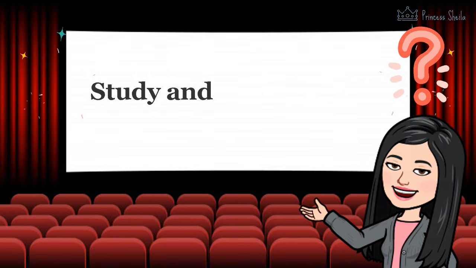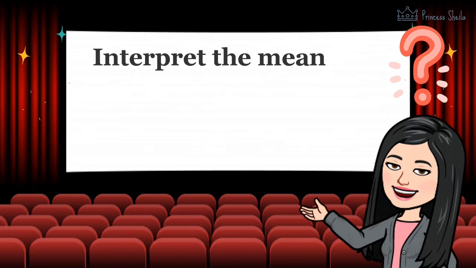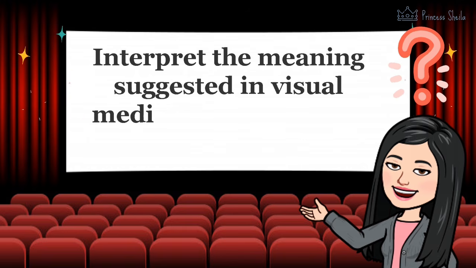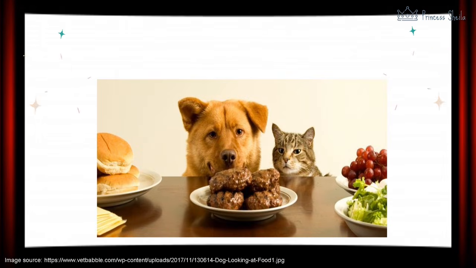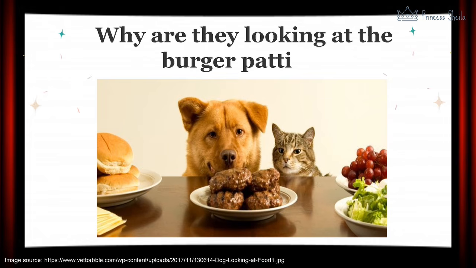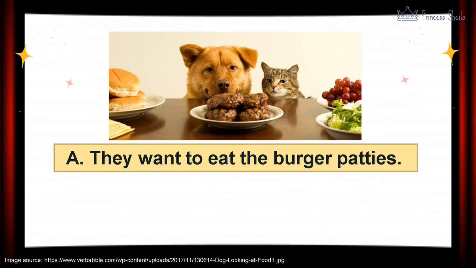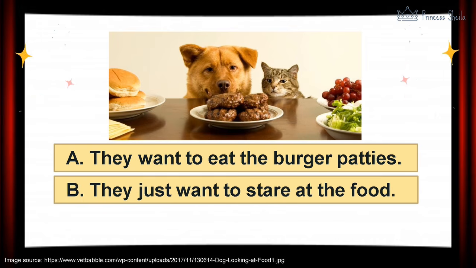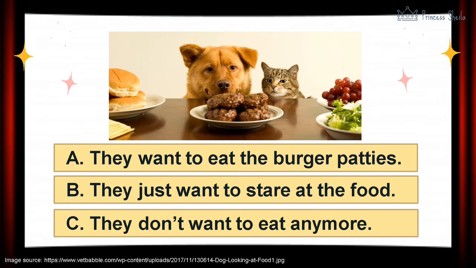Now I want you to study and analyze each picture. Then, interpret the meaning suggested in visual media through a focus on visual elements. Number 1. The dog and the cat ignore the other food and only stare at the plate full of burger patties. Why do you think are they looking at the burger patties? A. They want to eat the burger patties. B. They just want to stare at the food. C. They don't want to eat anymore.